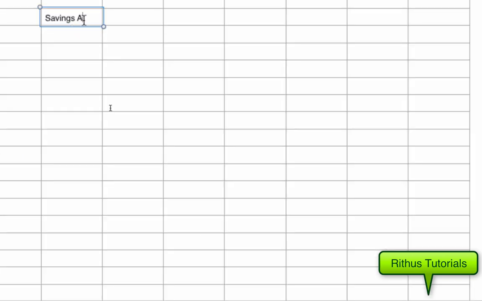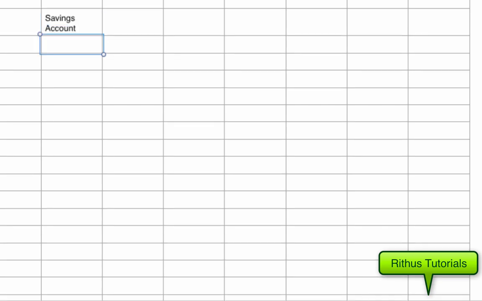Let's say I have a savings account and a checking account, and I want to transfer some amount of money from my savings account to the checking account. Let's say I'm a poor guy, so probably I have $100... okay, let's make it 1000 here in savings. My checking account has a balance of 200.